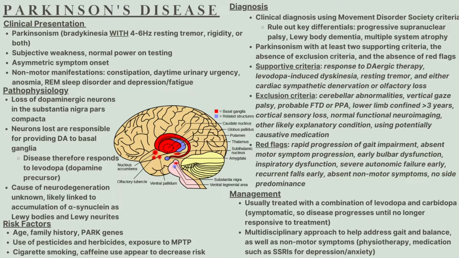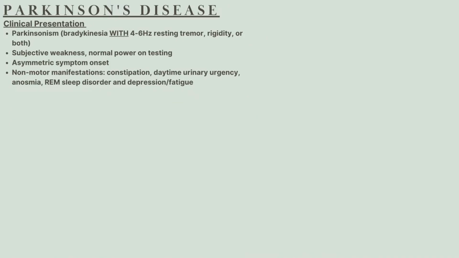This video is on Parkinson's disease. The classic presentation of Parkinson's disease includes Parkinsonism, which is defined by bradykinesia, that is, slowness of movement, with either a 4 to 6 Hz resting tremor, rigidity, or both. Patients with Parkinson's also often report subjective weakness, but when they are tested, they actually have normal power. The symptoms typically arise asymmetrically. And there are also classical non-motor manifestations that are observed. These include constipation, daytime urinary urgency, anosmia, that is, the inability to smell, REM sleep disorder, and depression or fatigue.